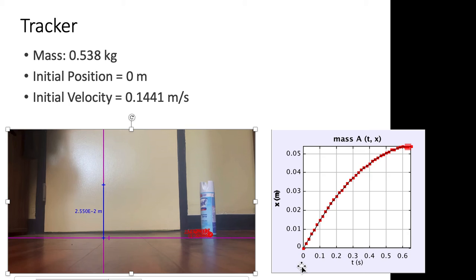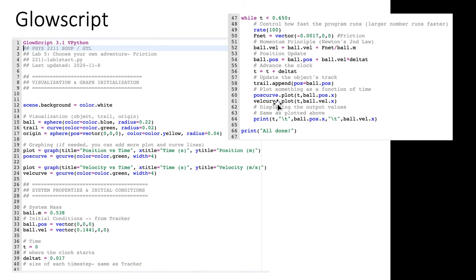As you can see, the initial position was 0, and the mass, which I calculated earlier, was 0.538 kilograms, and this is the graph that Tracker produced. So in GlowScript, there were a couple things I changed to the Lab 5 Choose Your Own Adventure. The initial ball position was 0, the ball mass was 0.53, and the initial velocity was 0.144.